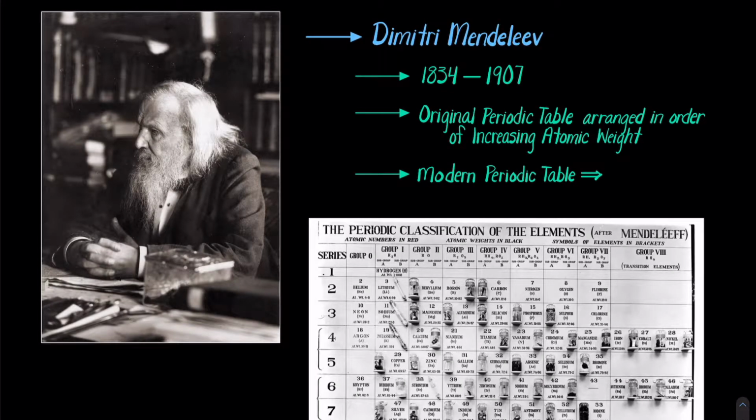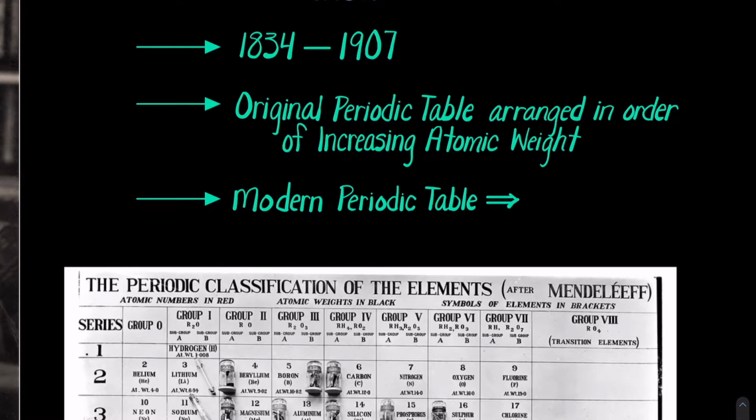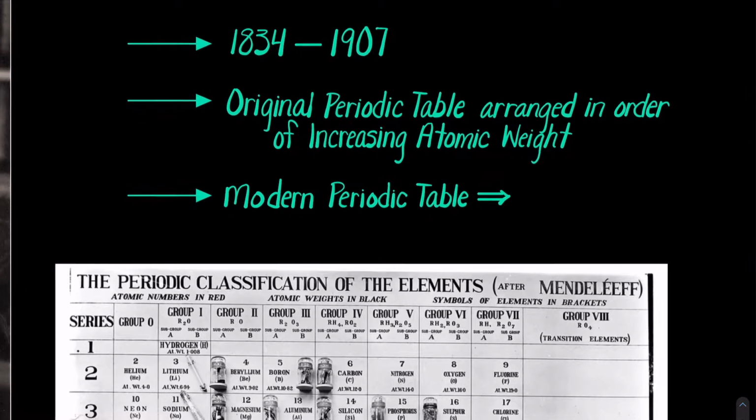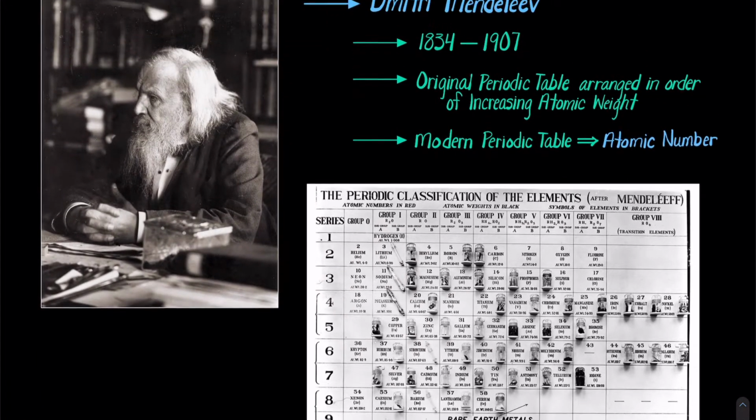So before we move into trends, let's briefly discuss the history of the periodic table. In 1869, the Russian chemist Dmitry Mendeleev published the first version of the periodic table of the elements. It showed the ordering of the known elements according to atomic weight, and it revealed a pattern of periodically recurring physical and chemical properties. We now know, however, that the periodic table is not arranged in order of atomic weight, but in order of atomic number, which is the number of protons an element contains.